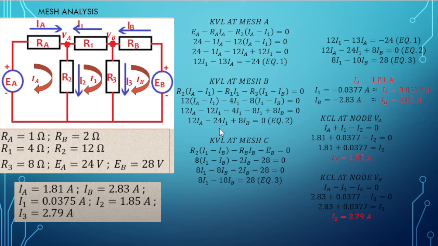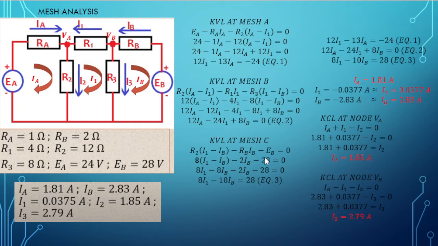So negative 12 I1 minus 4 I1 and minus 8 I1, so equals negative 24 I1. So we have here 12 IA minus 24 I1 plus 8 IB equals 0. So this is our second equation.